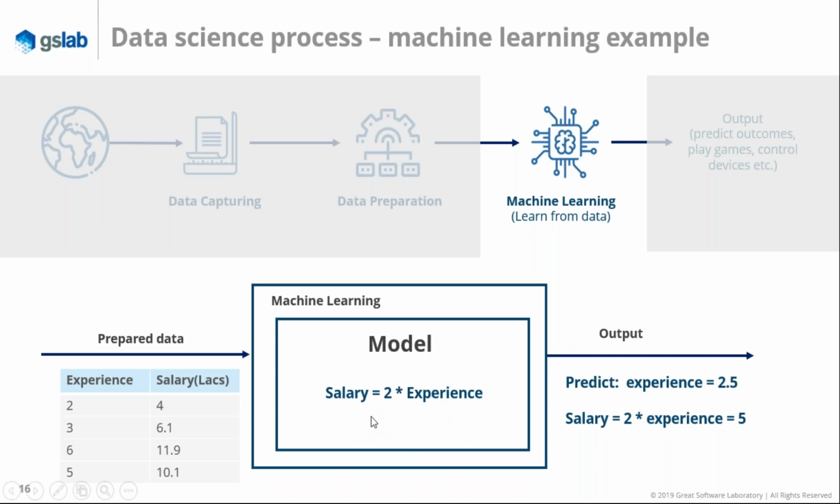Now this kind of a model is a special kind of machine learning model which has a simple equation between the target variable and the independent variables. This kind of a model is called a linear regression, but you can have a host of other possible machine learning models.